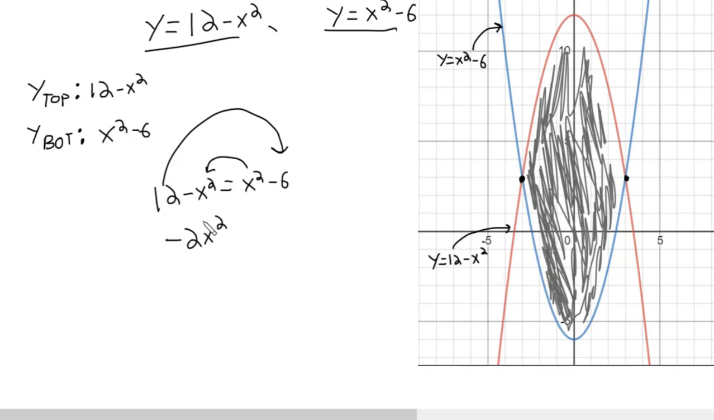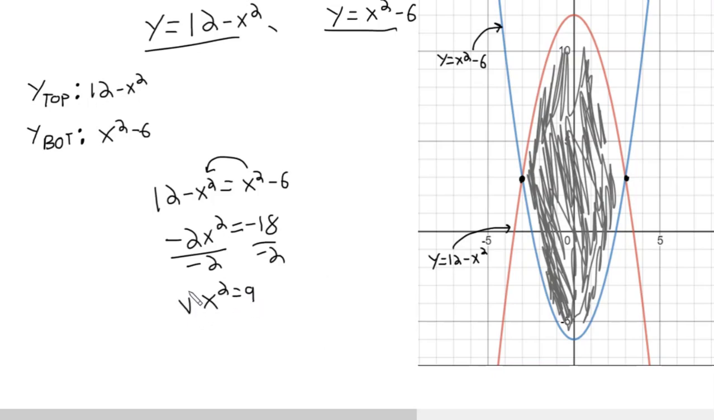Okay, so I have a negative 2x squared. And then bringing this 12 over here. So let's do exactly that. So equals negative 18. Okay, and then basically all I have to do is divide both sides by -2. So I get x squared equals 9.